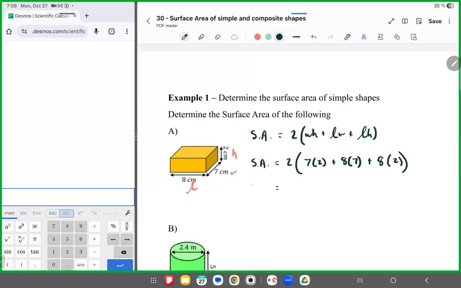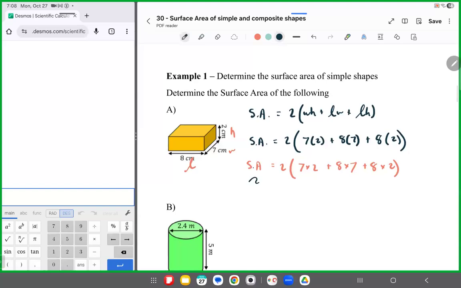You could also write this, if you're interested in an alternative method for writing these things down, you could use the multiplication sign and call it 7 times 2 plus 8 times 7 plus 8 times 2, like so. However you want to write this out, typically this question is worth a couple of marks. And so at this point, you only get 1 mark for getting the correct solution once you've written down what you need. So using the Desmos scientific calculator, we can write this as 2 multiplied by 7 times 2 plus 8 times 7 plus 8 times 2.